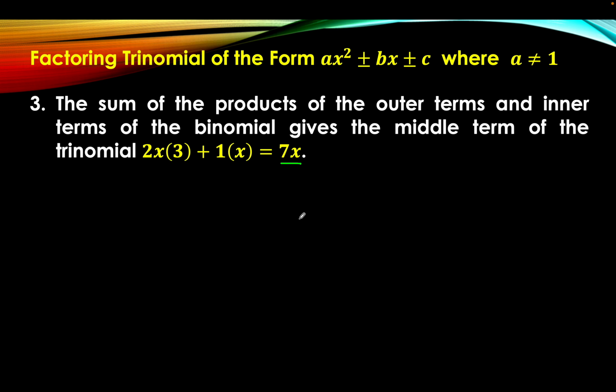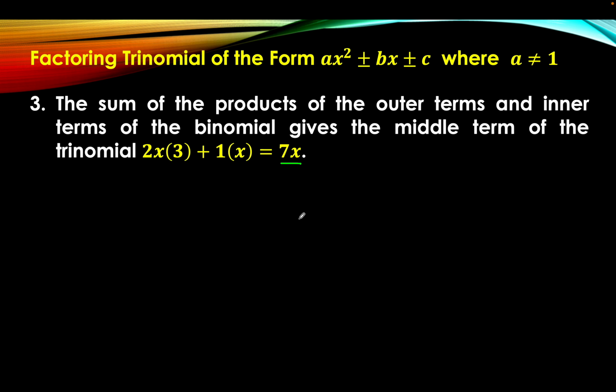So these observations give us the idea that in order to factor a trinomial of the form ax squared plus minus bx plus minus c, where a is not equal to 1, we must consider the first and last terms, which are a and c respectively. That is, to look for pairs of integers or numbers whose product is ac. We'll go over these steps in greater depth later.